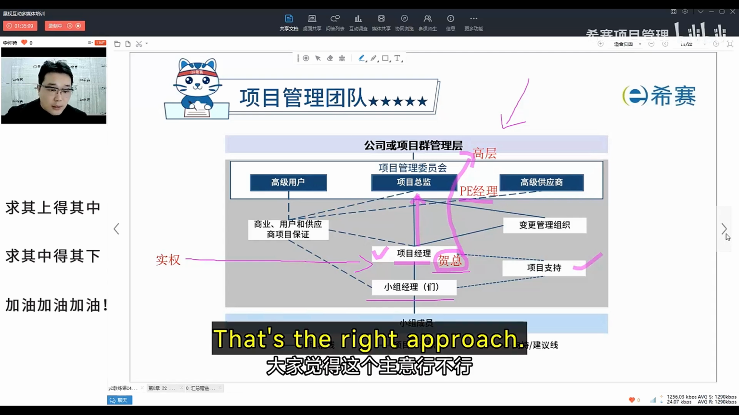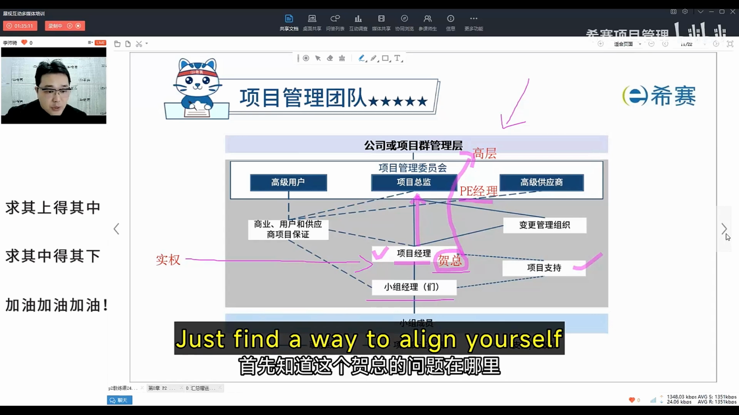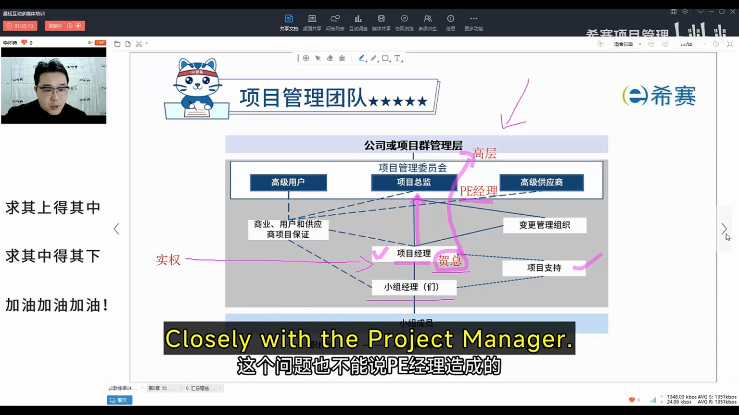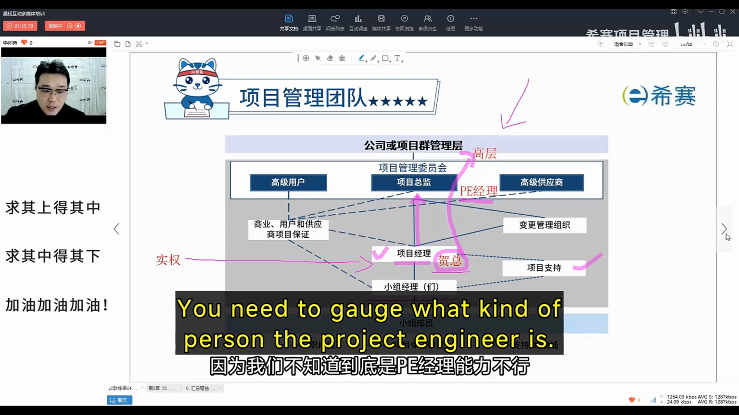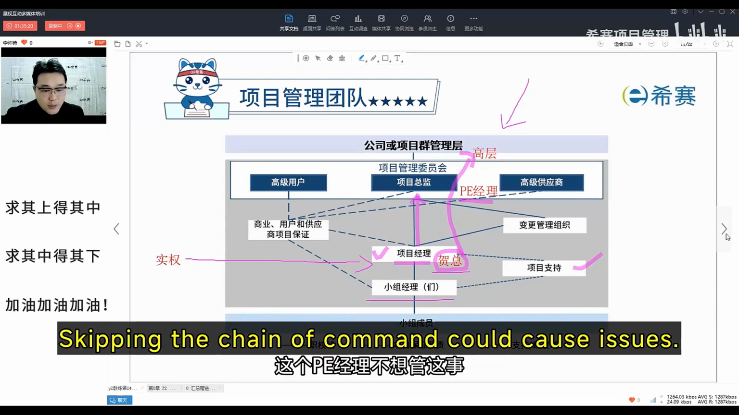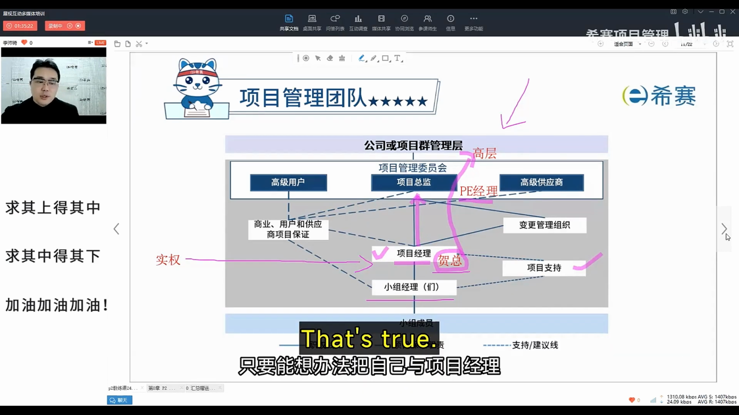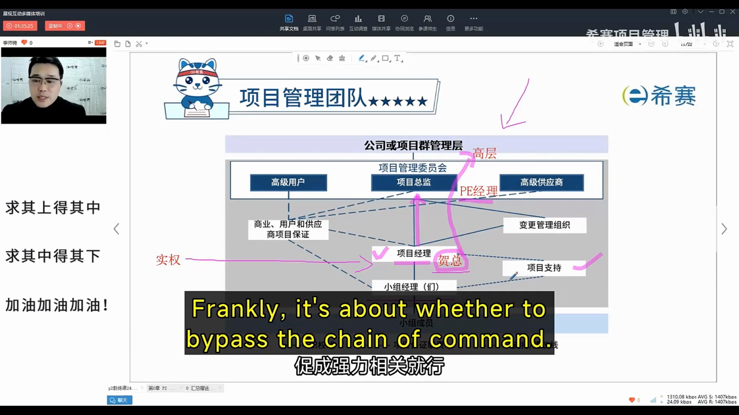That's the right approach. Just find a way to align yourself closely with the project manager. That's where we need to focus. You need to gauge what kind of person the project engineer is. It's not going to be easy. Skipping the chain of command could cause issues, no matter who the project engineer is. That's true. Frankly, it's about whether to bypass the chain of command.